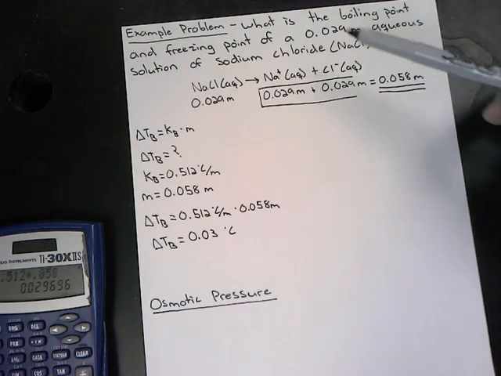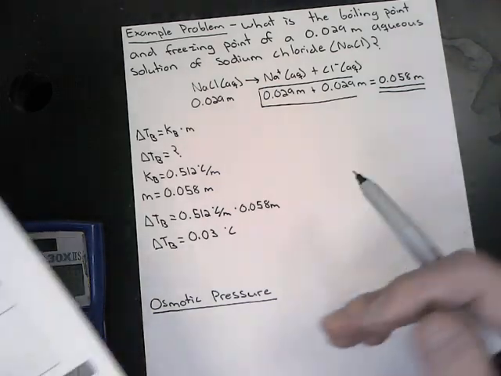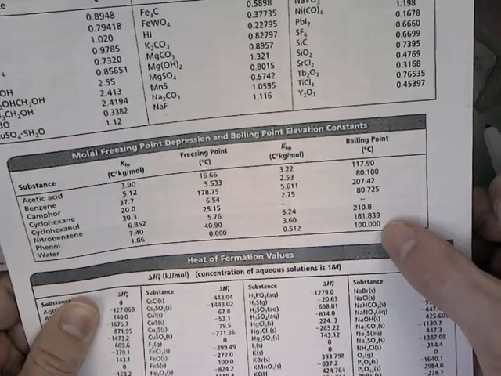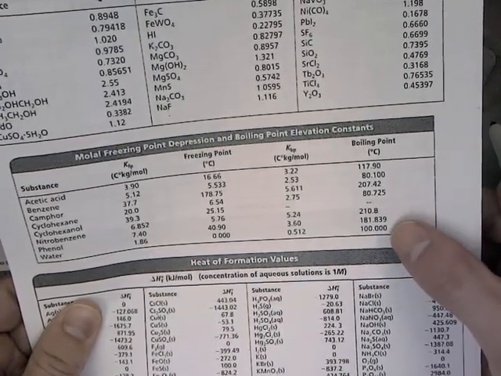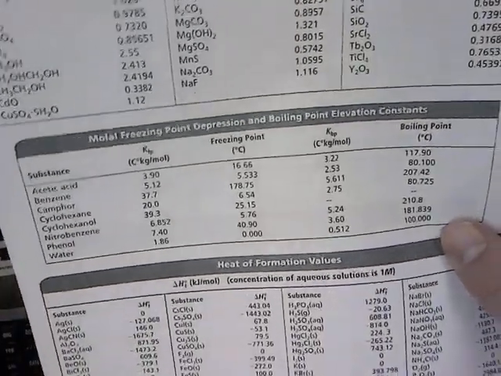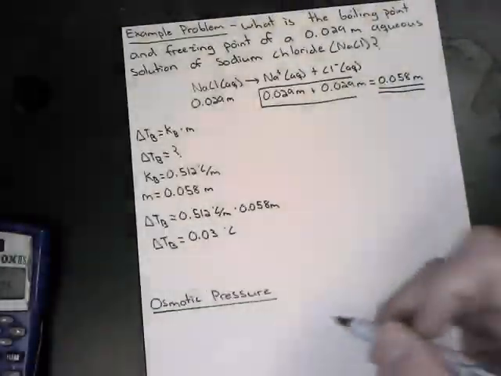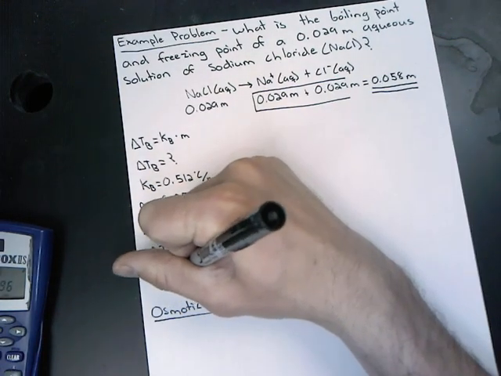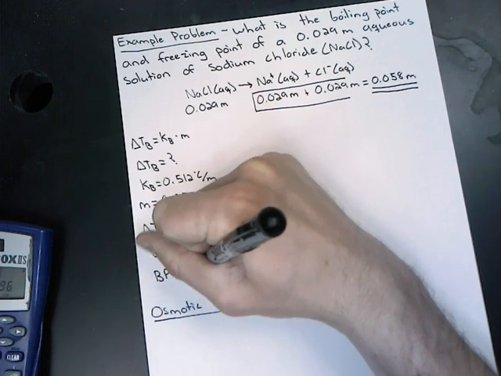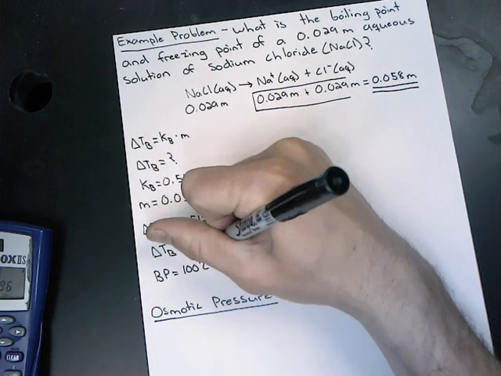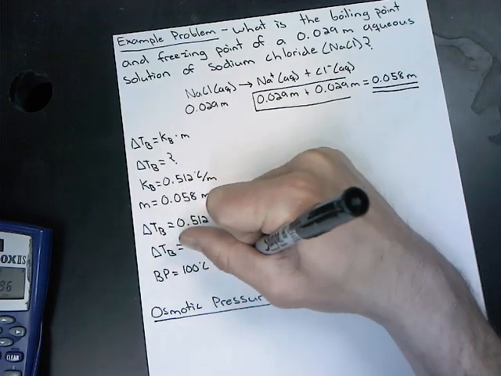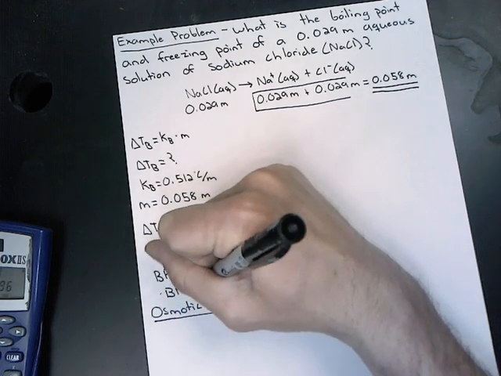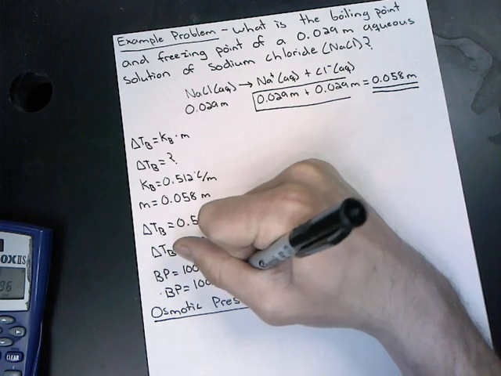We want to know what is the new boiling point of this solution. So if we look back on this chart and we go to water, we find that the normal boiling point is 100 degrees Celsius. To find the new boiling point, which I'm going to label BP, we have to take the original boiling point, which was 100 degrees Celsius, and add what was elevated to that boiling temperature. So our new boiling point becomes 100.03 degrees Celsius.